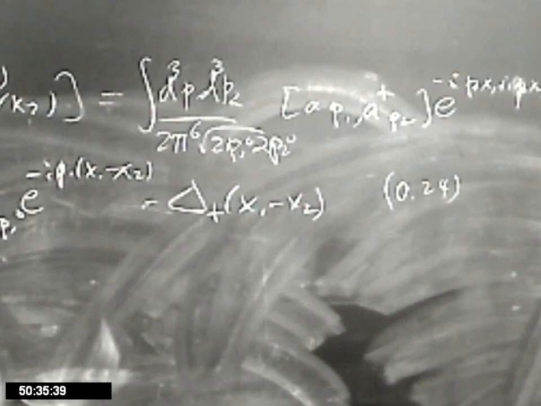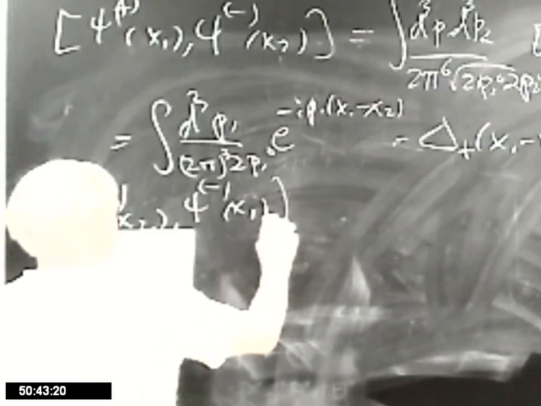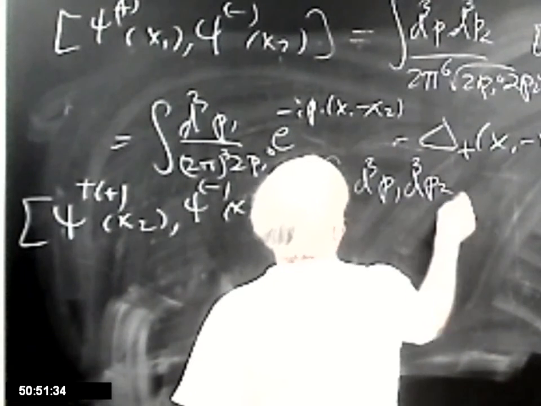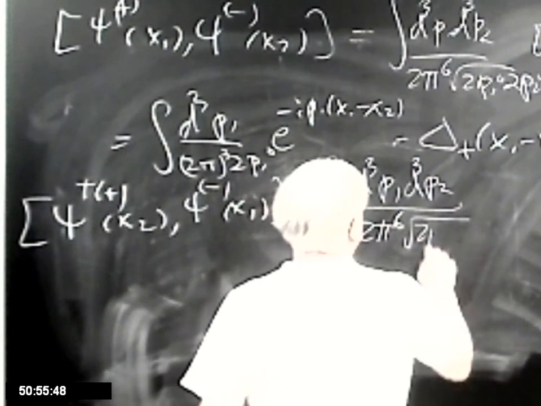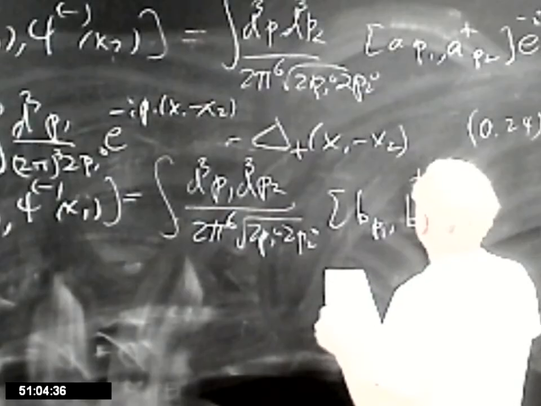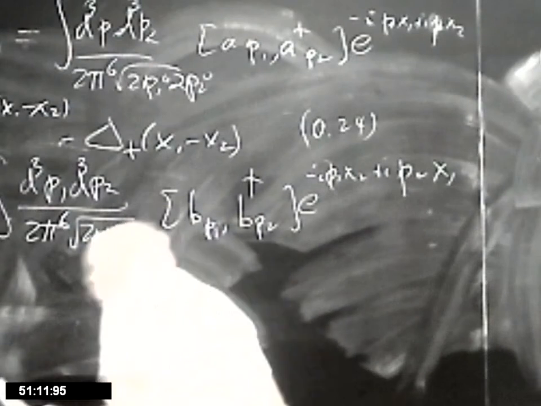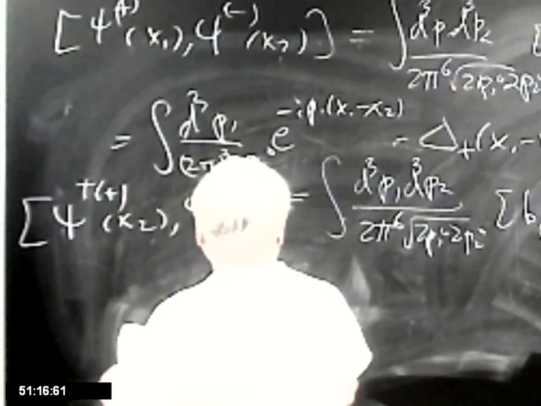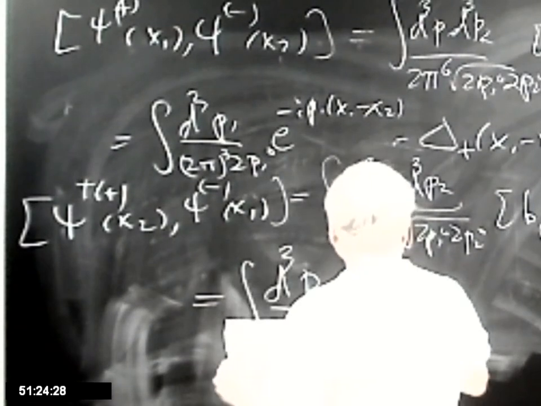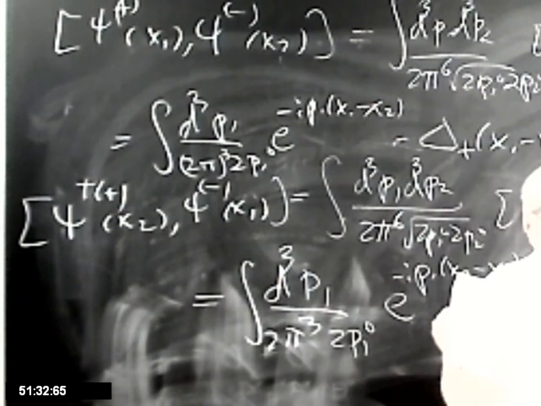Similarly, if you do psi dagger plus of x2 psi minus of x1, this is the same thing, d^3p1 d^3p2 over (2π)^6 root 2p1^0 2p2^0. And then we have a_p1 a†_p2 e^(-i p1 x2 + i p2 x1). And this is then the integral d^3p1 over (2π)^3 2p1^0 e^(-i p1 (x2 - x1)), and this is delta plus of x2 minus x1.